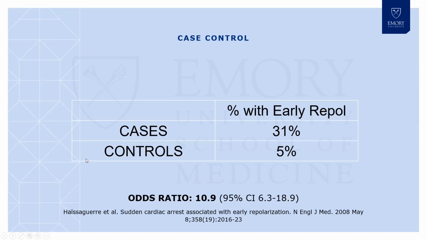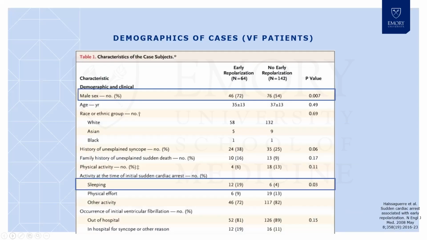So what they found is that in the cases, meaning patients with idiopathic VFib, 31% had early repolarization pattern in their EKGs, and only 5% of controls. After adjustment for baseline covariates, the odds ratio was around 10. So cases were 10 times more likely to have early repolarization than controls. Then lots of other papers tried to continue this. Just a little bit more on this one.